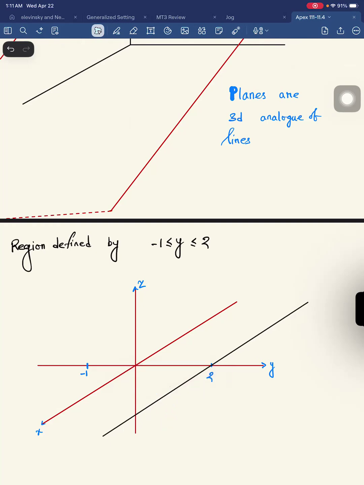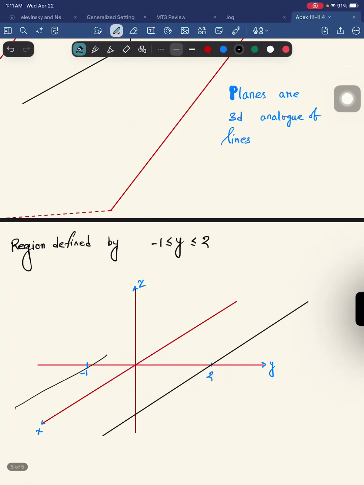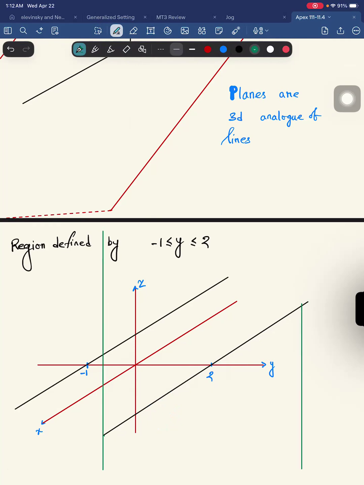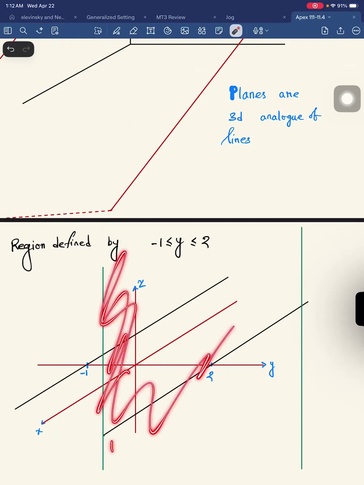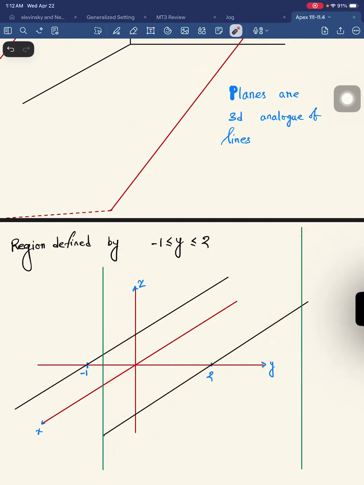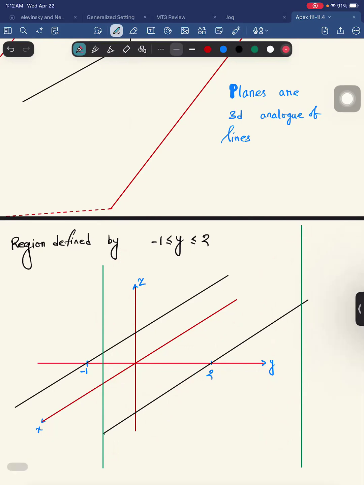The other plane will go through this line. And then you have to, so this guy, this is one of the planes, and the other plane is this one. So this is like two planes.